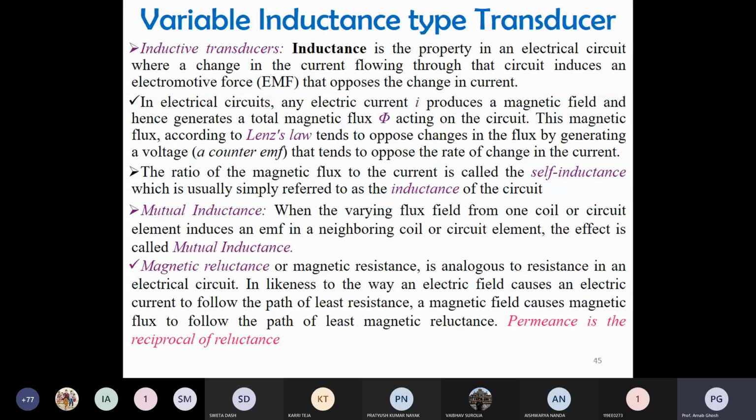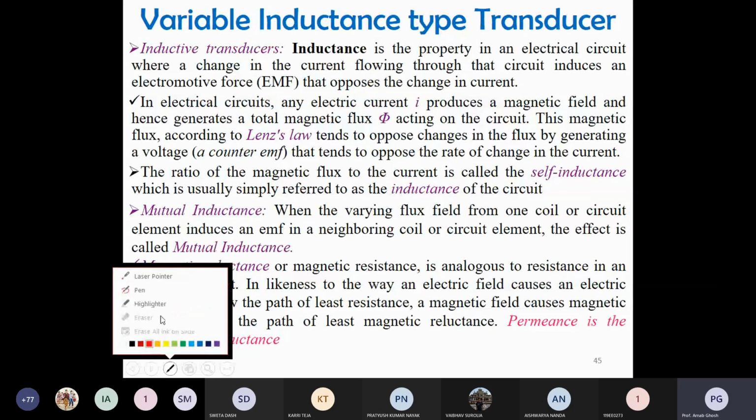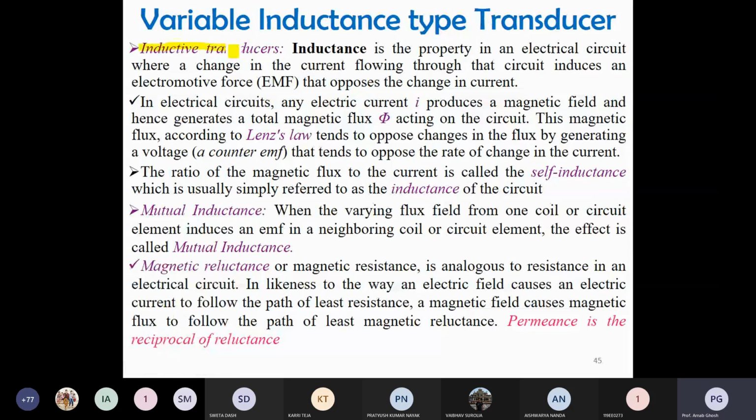What do we mean by an inductive transducer? That we need to know first. Inductance is a property of an electrical circuit. I think all of you know about it. A change in the current flowing through that circuit induces an EMF, meaning electromotive force, and you can measure that EMF through a voltmeter.